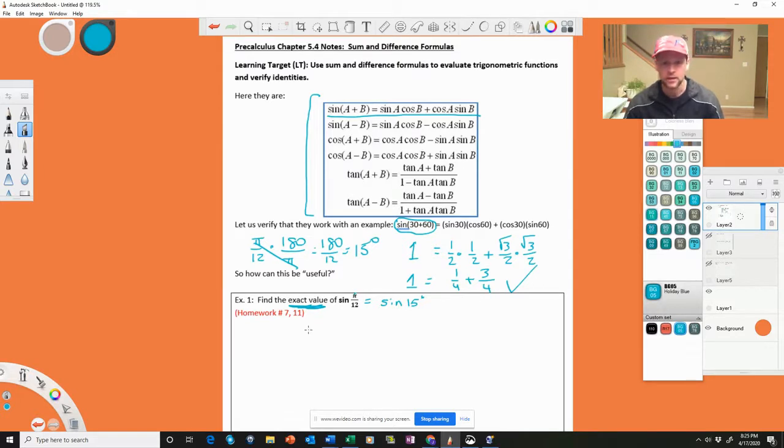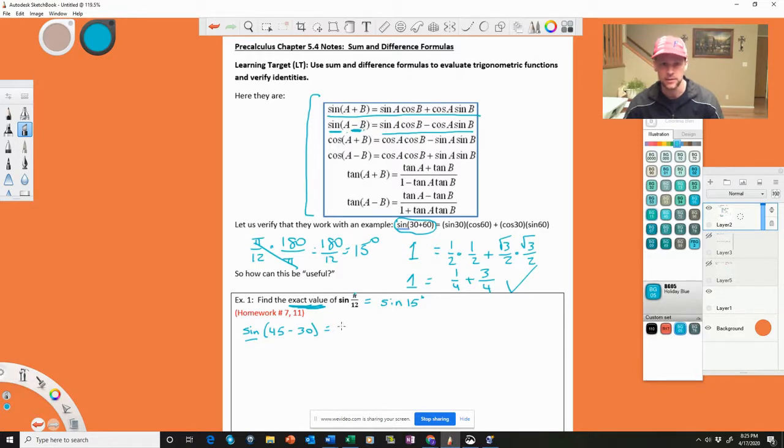Okay. Do you see any values on the unit circle whose difference is 15? There are lots of them. But let's do this one. Let's write the sine of 15 as the sine of 45 minus 30. Now, because it's sine and there's a minus, I'm going to use the second one, sine minus. And I'm going to rewrite it this way. In my particular case, A is 45 and B is 30.